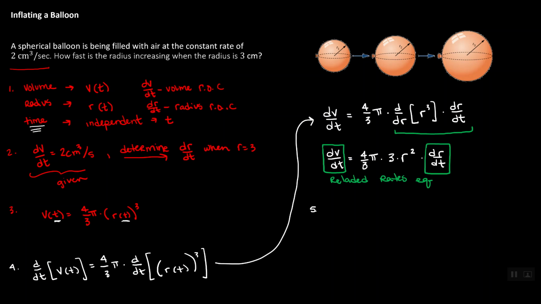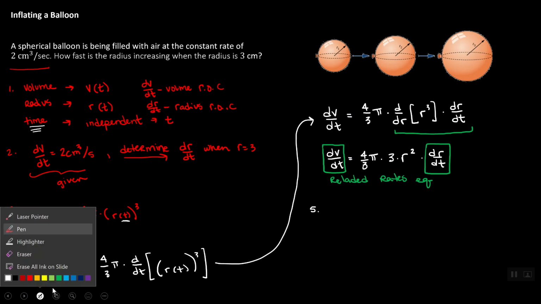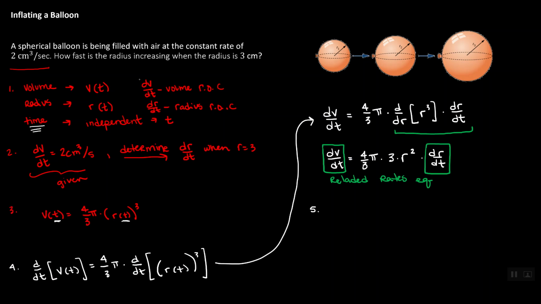Okay, that's it for step 4. Let's move on to step 5, which says substitute in all known values. Well, we have 2 known values technically. We know that dV/dt is equal to 2 cubic centimeters per second. So we'll plug that in to dV/dt on the left side of the equation. And then we know that we're looking for dr/dt when r equals 3. And so we're going to plug in r equals 3 on the right side of the equation, and then we will solve for dr/dt.